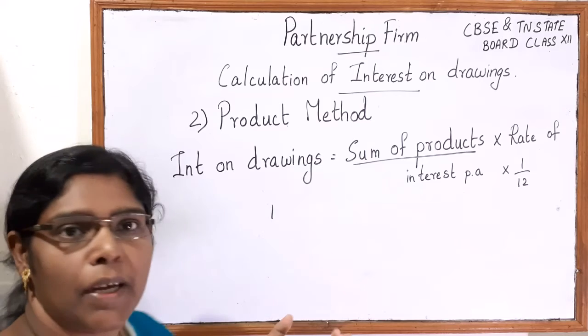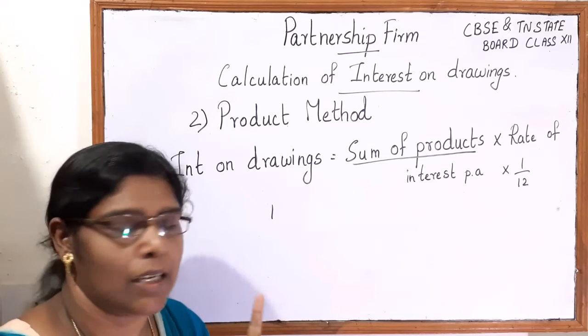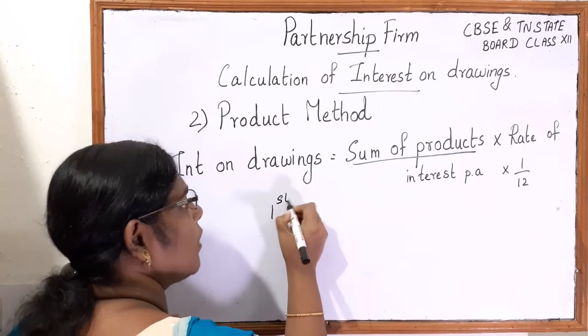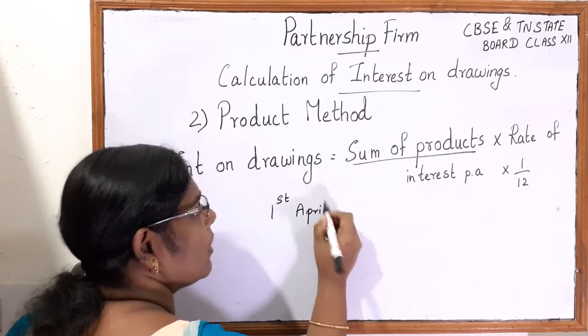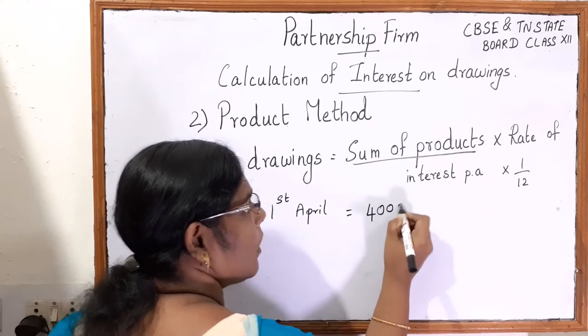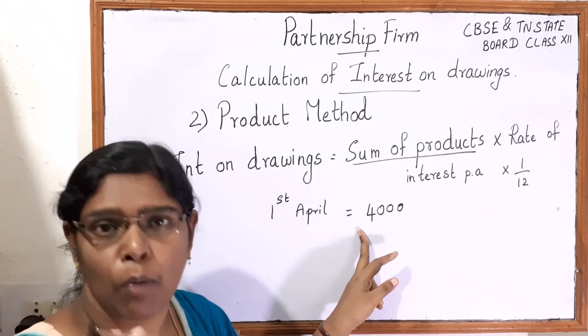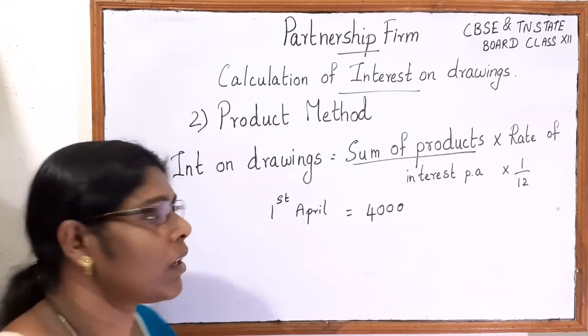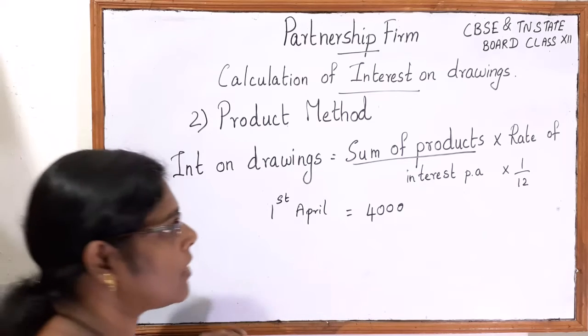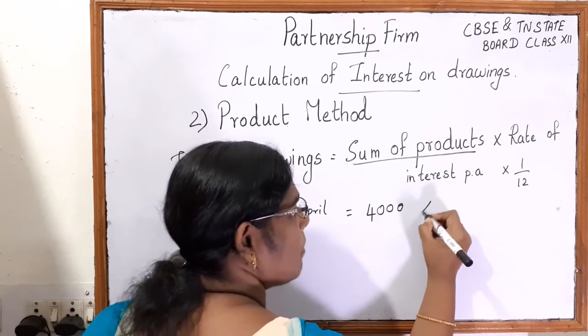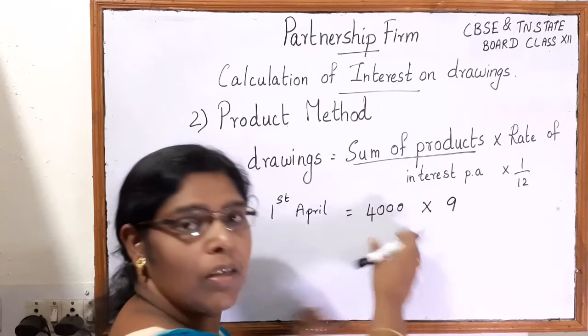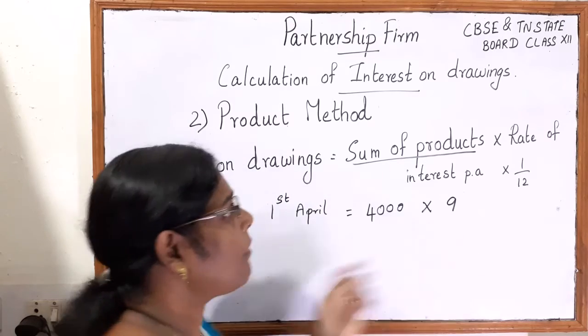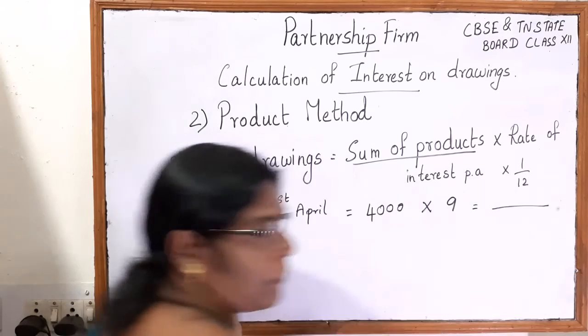Let's take the accounting period from January to December, and the person has withdrawn on 1st April, say 4,000. This is the amount withdrawn. For how many months is this amount withdrawn? Yes, it is for 9 months. Then what we do, we multiply this amount with the months and we get a product.